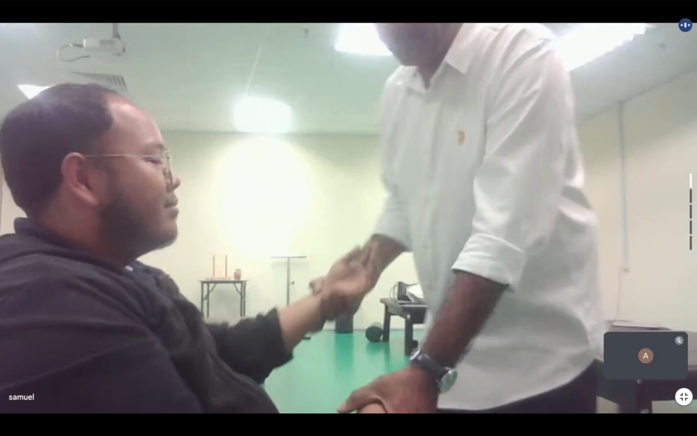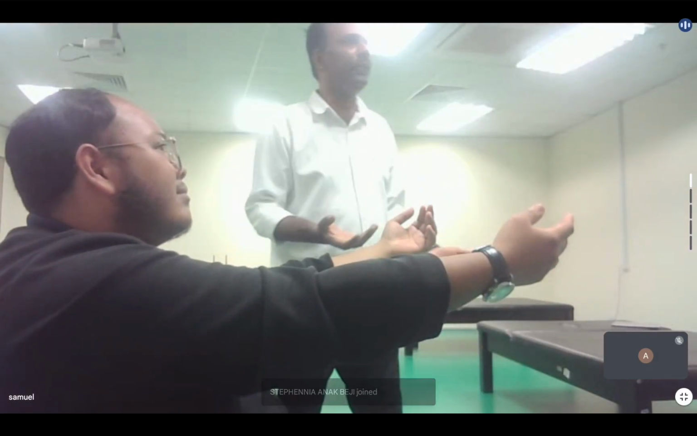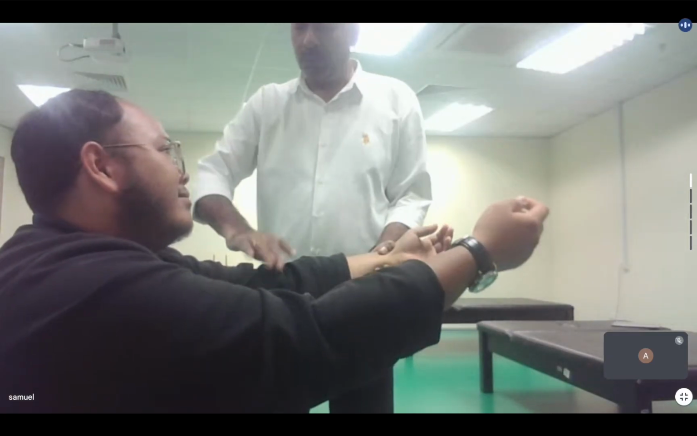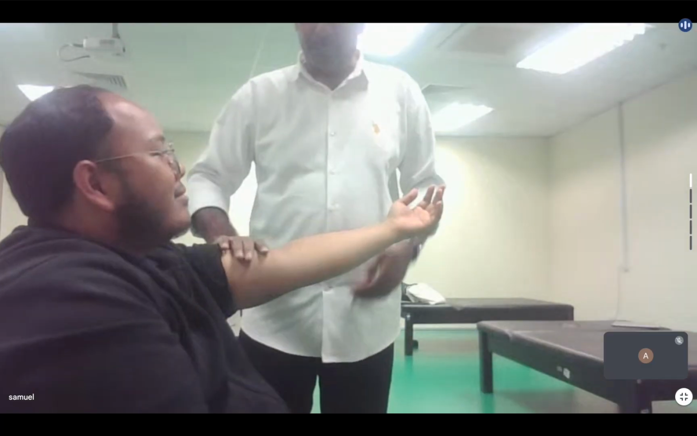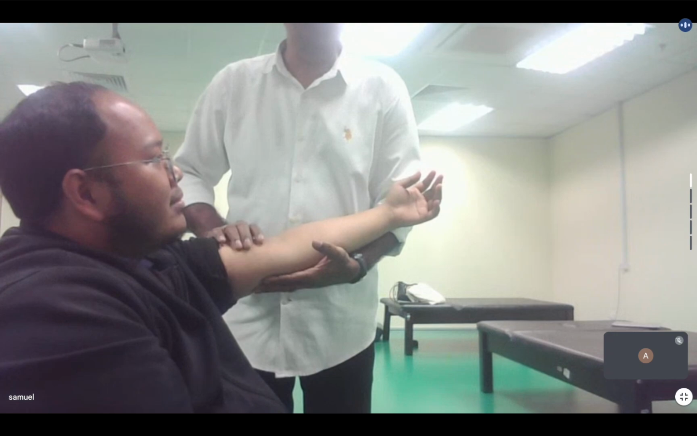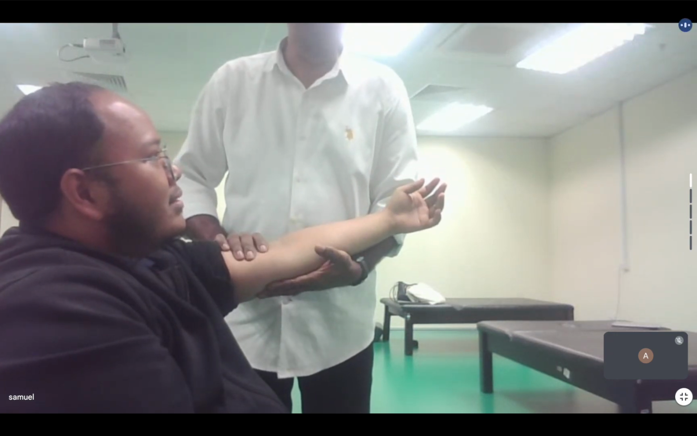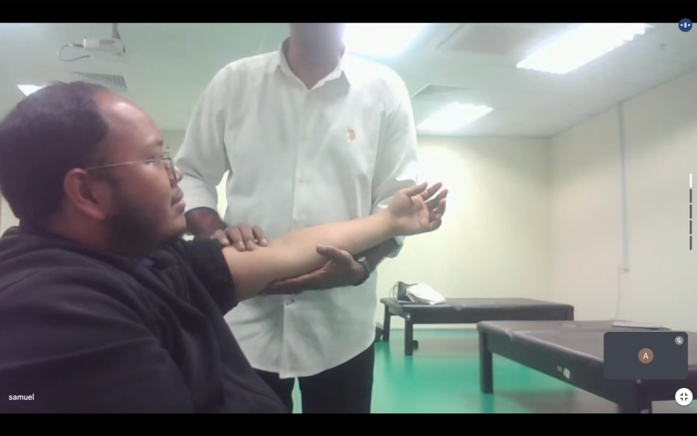So the next one is going to be tone, hypotonia. How do you usually check for hypotonia? First we try to palpate. The muscle seems to be less rigid, less tight. It's flabby to touch.